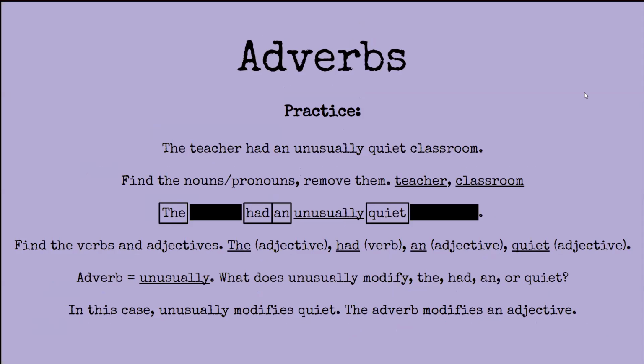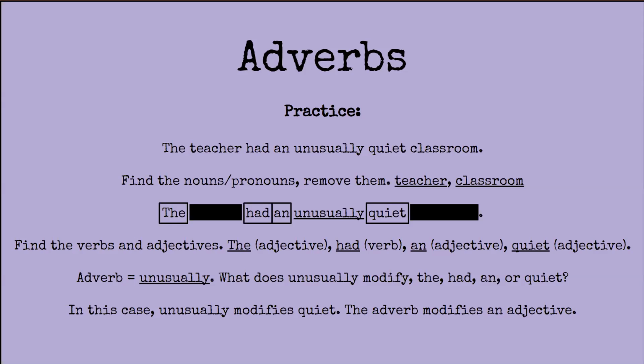The teacher had an unusually quiet classroom. So this was another one from last week. Just as always, I identify the nouns and the pronouns in this sentence. There are 2, teacher and classroom, and then I black them out because I know that the adverbs are not going to modify any of the nouns or the pronouns. So all I have left is the, had, and unusually and quiet.